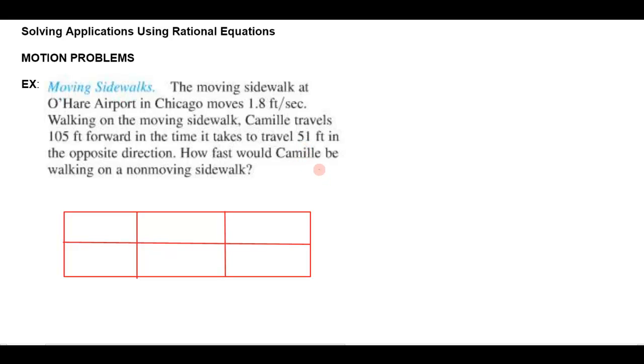All right. So we know that in motion problems there are these three variables, and they're related by the fact that the rate times the time is equal to the distance. Distance is rate times time. There are actually two motions here: the motion going forward, with the sidewalk, and the motion going in reverse, against the sidewalk. The question is, how fast would Camille walk on a non-moving sidewalk?